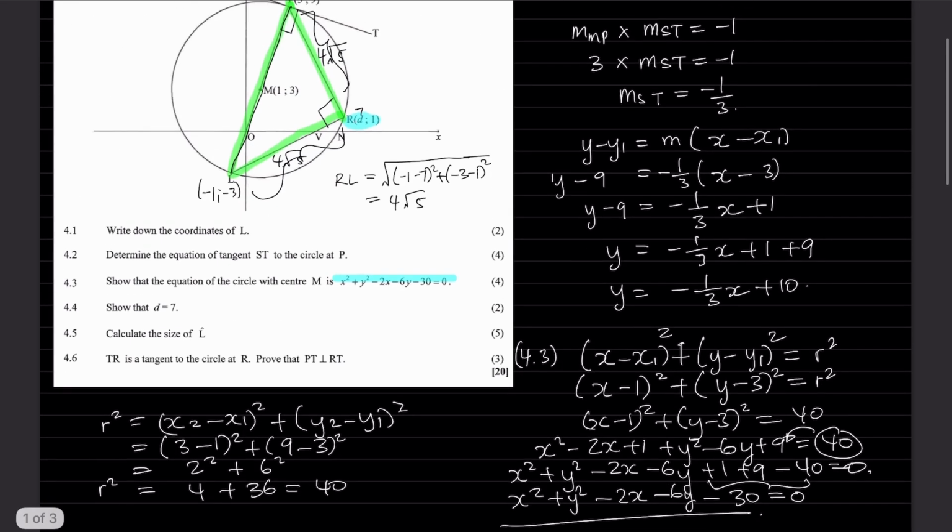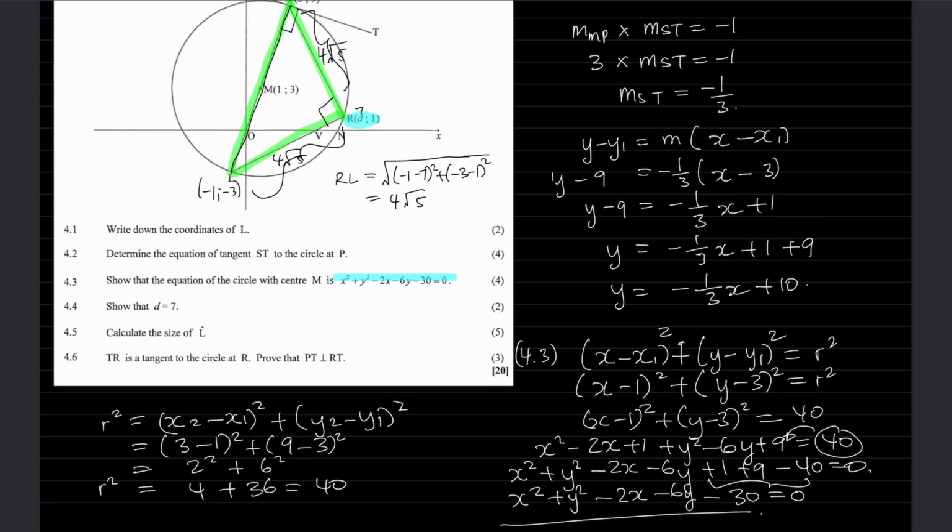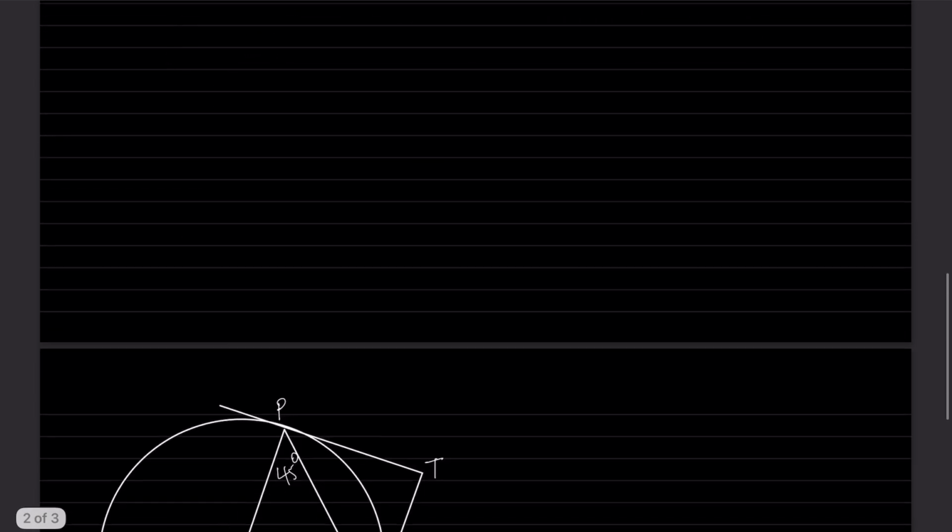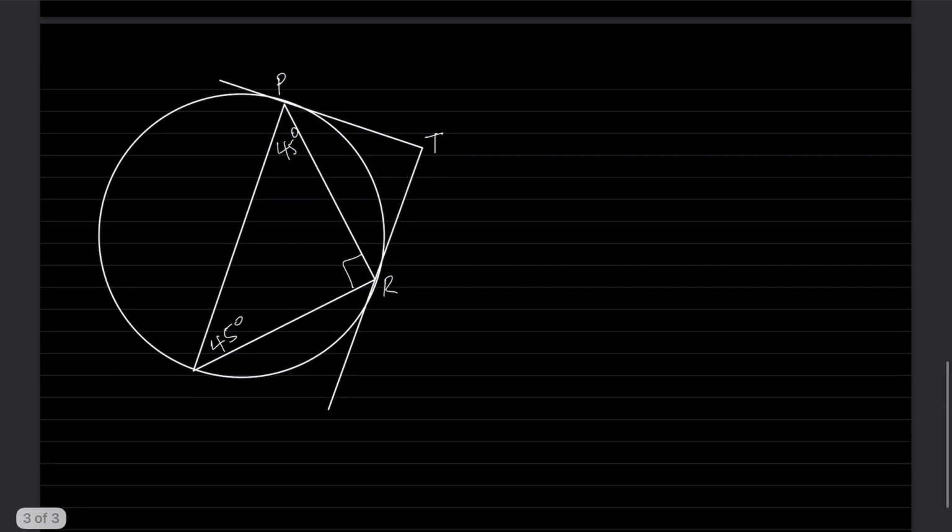Now let's take a look at the last question. The last question reads, TR is a tangent to the circle at R. Prove that PT is perpendicular to RT. Now to solve this, I've drawn a diagram for us. So this is what we have. Here's our information. Basically what we want to show is that if this line right here is perpendicular to this line right here, then all we need to do is show that this angle right here is 90 degrees. So that's all we need to do.